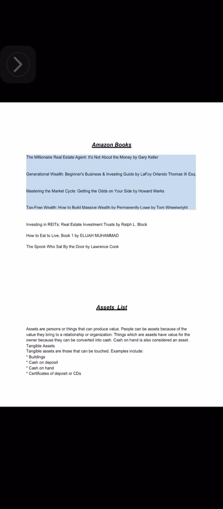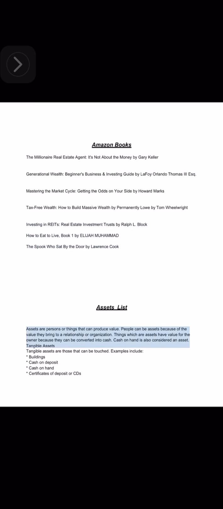Amazon Books: The Millionaire Real Estate Agent, It's Not About the Money by Gary Keller. Generational Wealth, Beginner's Business and Investing Guide by LaFoy Orlando Thomas III, Esq. Mastering the Market Cycle: Getting the Odds on Your Side by Howard Marks. Tax-Free Wealth: How to Build Massive Wealth by Permanently Lowering Your Taxes by Tom Wheelwright. Investing in REITs, Real Estate Investment Trusts by Ralph L. Block. How to Eat to Live, Book 1 by Elijah Muhammad. The Spook Who Sat by the Door by Lawrence Cook.